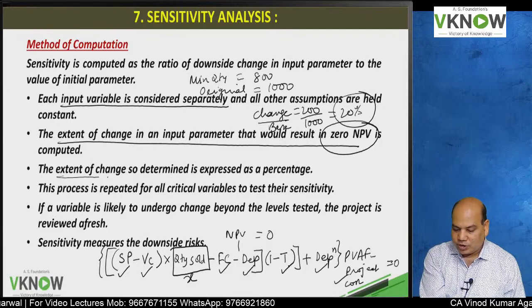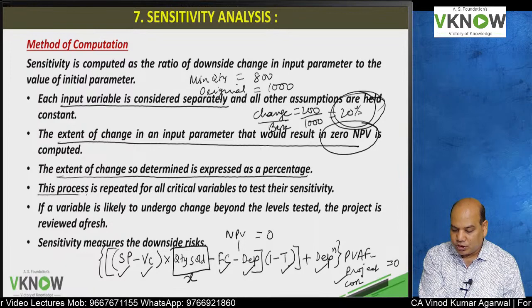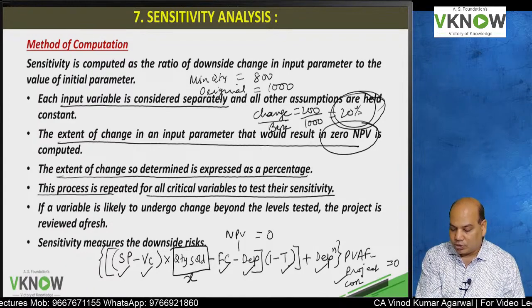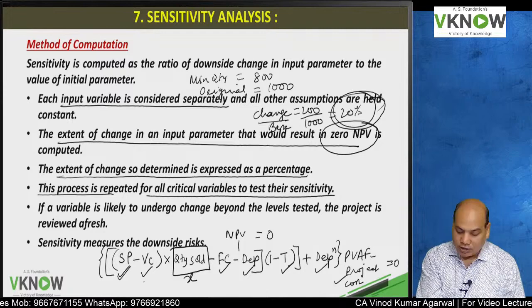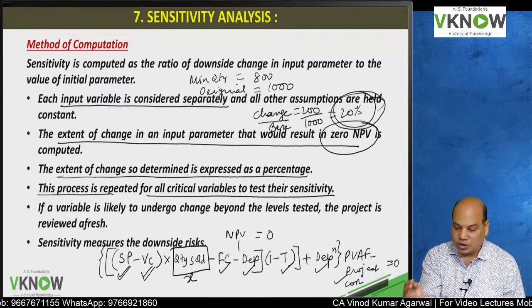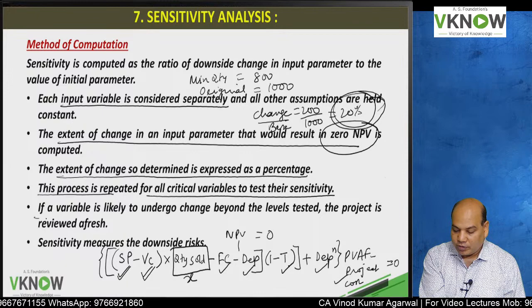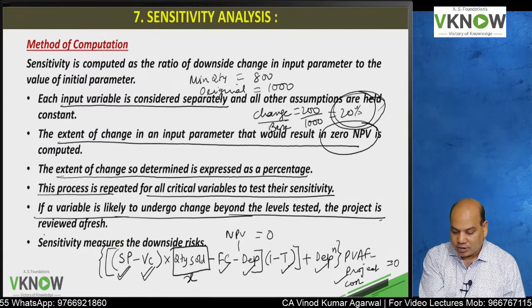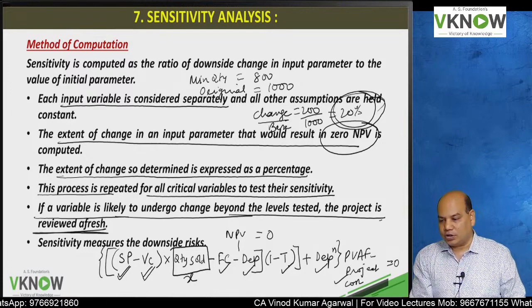The extent of change so determined is expressed as a percentage. The process is repeated for all critical variables. So if I want to test selling price, I can do that. If I want to test variable cost, I can do that. If a variable is likely to undergo change beyond the levels tested, the project is reviewed afresh.